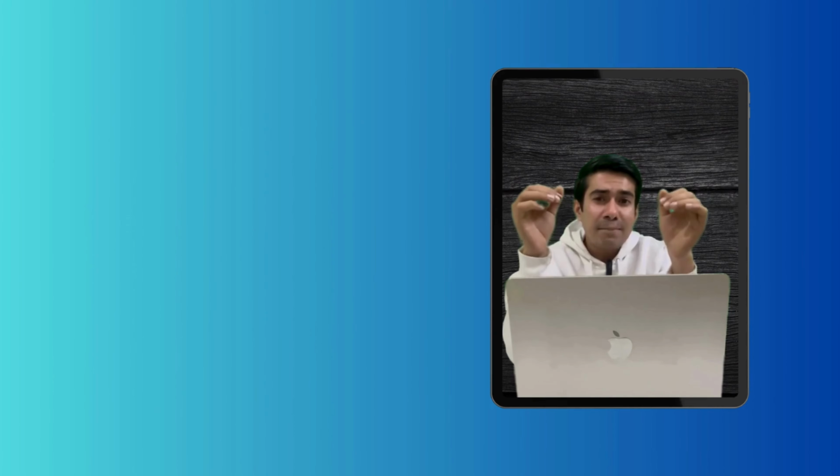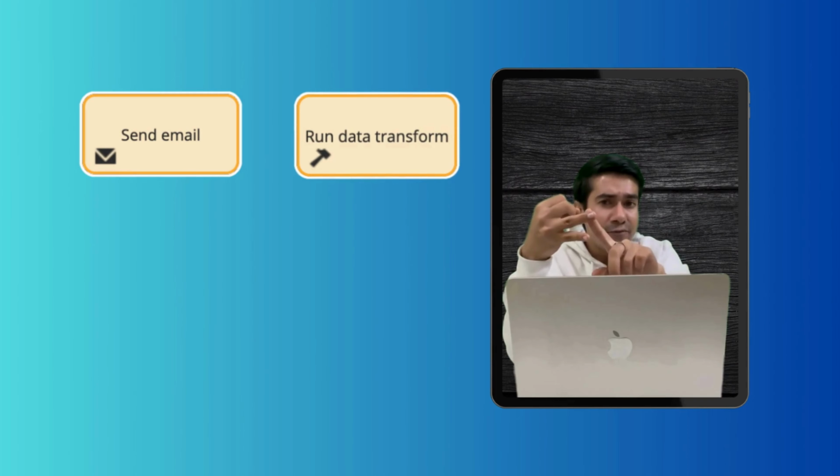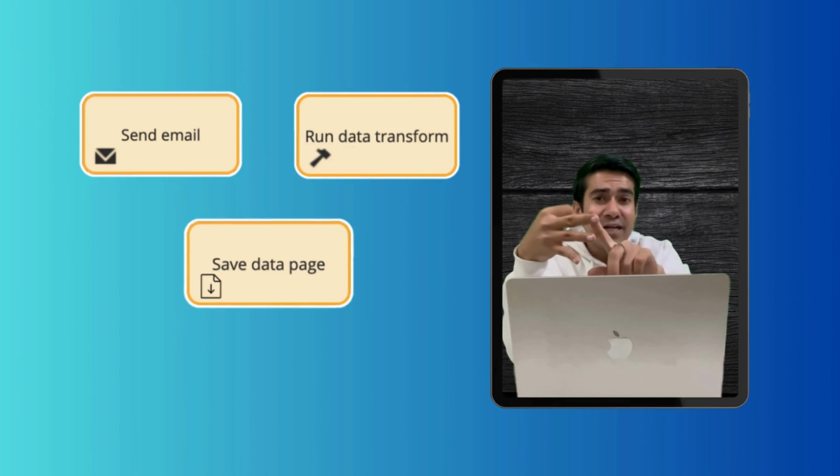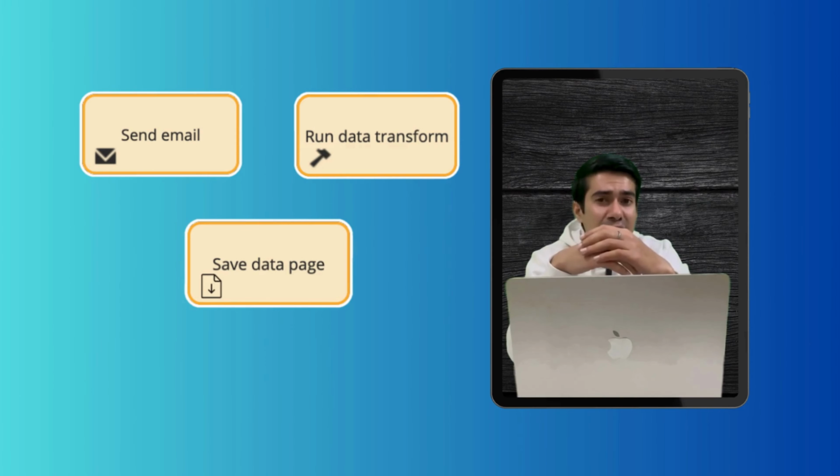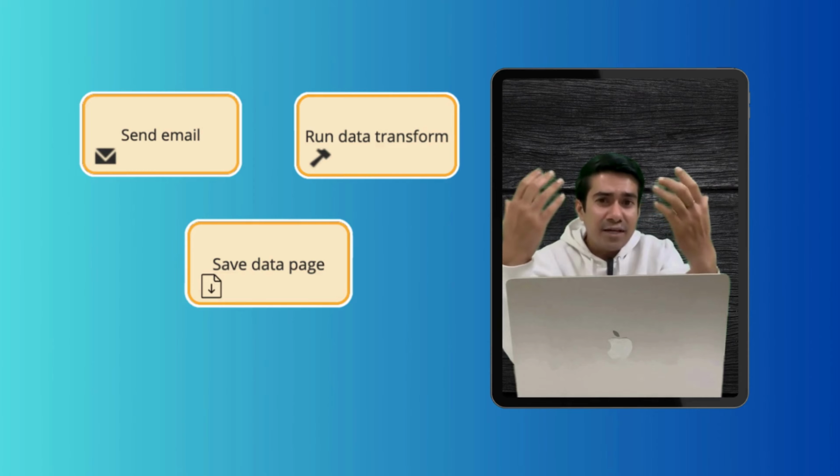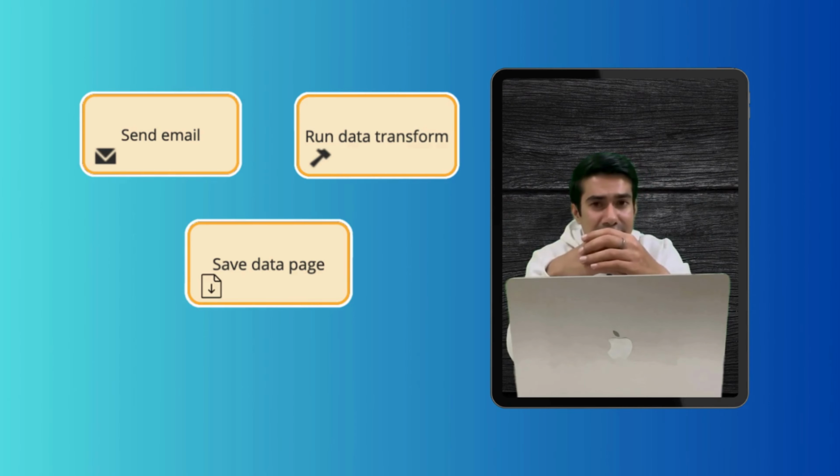There are also some advanced shapes like send email, run data transform, and save data page. But I will cover those in another video. This video is an introduction to process modeling in Pega, so we are keeping it pretty basic.